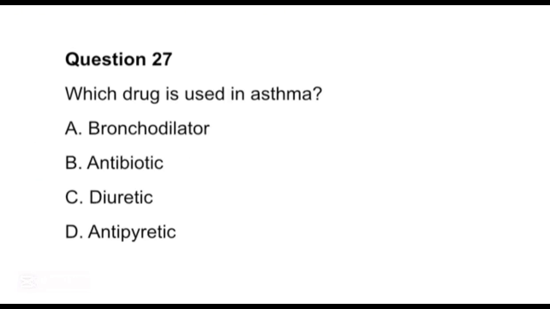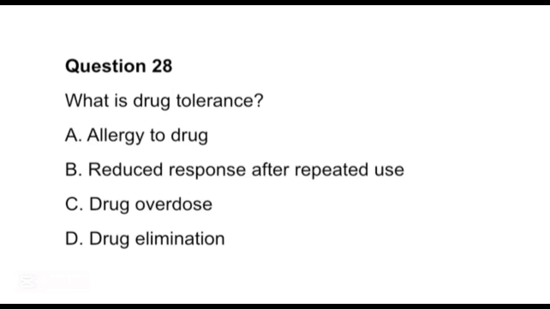Question 27. Which drug is used in asthma? A. Bronchodilator. B. Antibiotic. C. Diuretic. D. Antipyretic. Correct answer, A. Bronchodilator.